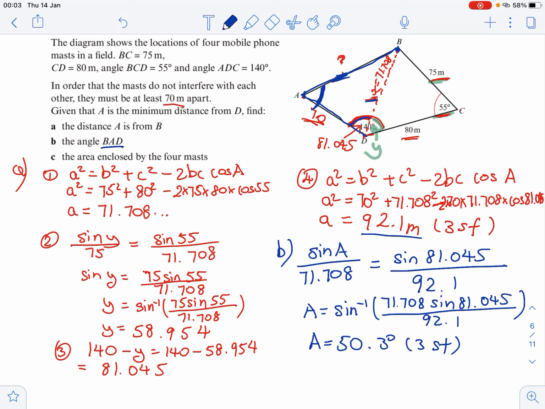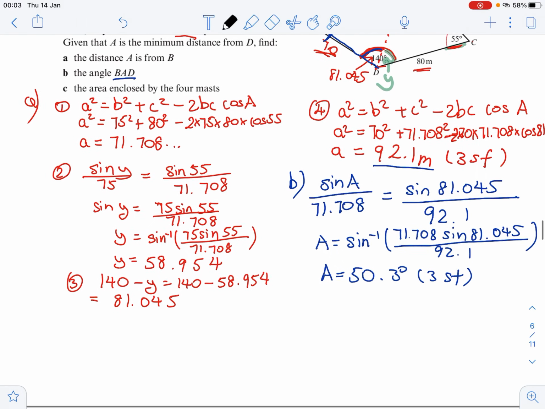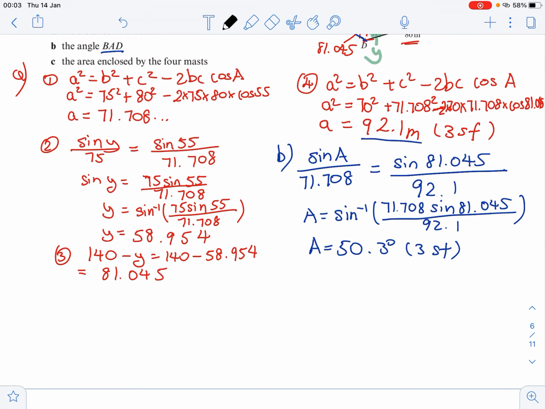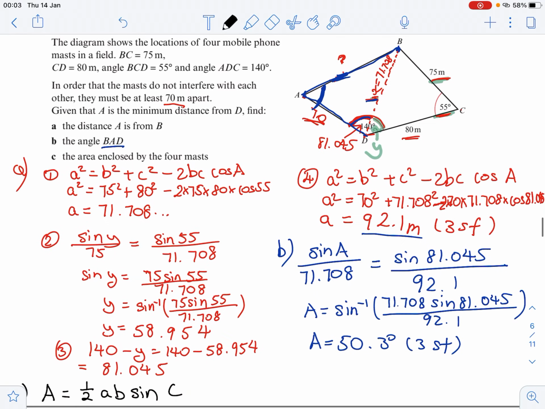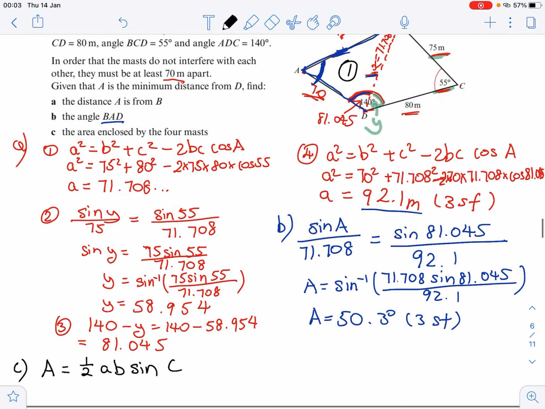Then the last part, part C, the question wants you to find the area enclosed by the masts. This requires us to use our formula for the area of a triangle. The area of a triangle is half ab sin C. So we have split the diagram into 2 triangles. Let's find out the area of triangle 1 using half ab sin C.